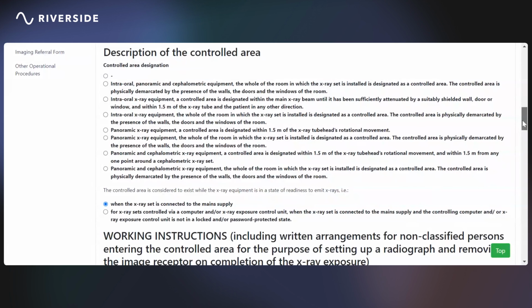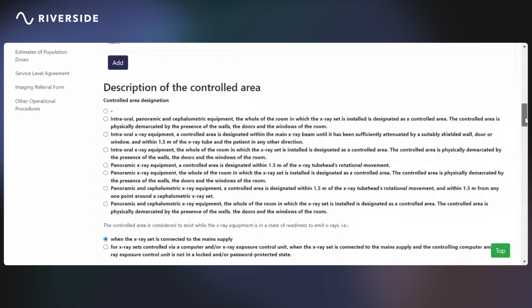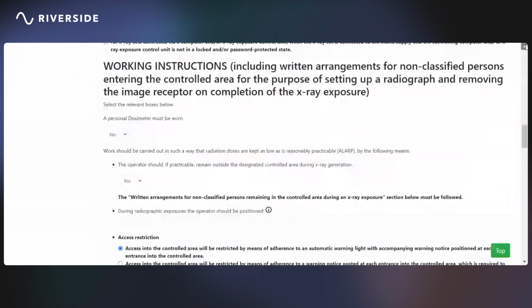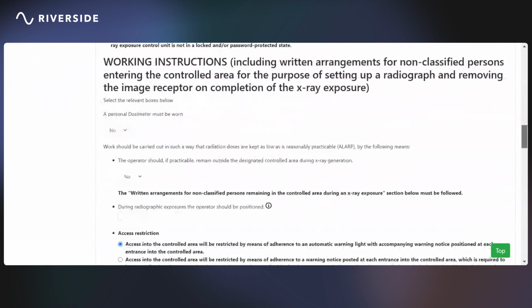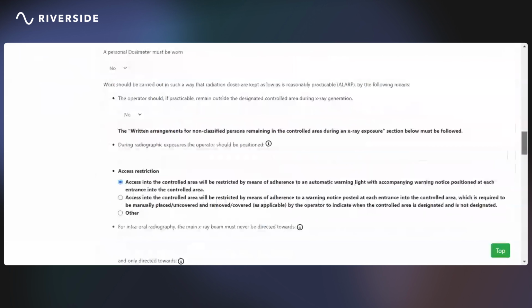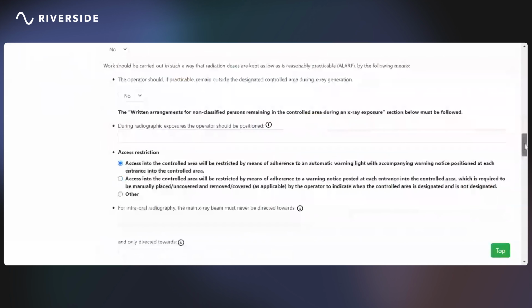We have more tick boxes in terms of the controlled area is considered to exist during the following two states. We then move on to the working instructions. So these are, as it suggests, working instructions for people in the practice to adhere to. We talk about personal monitoring. We talk about where people should be positioned during exposures.